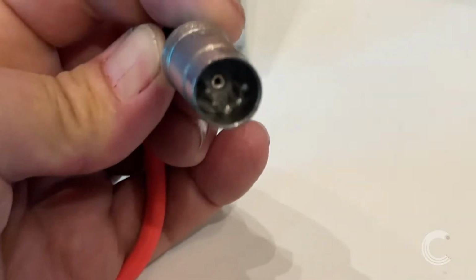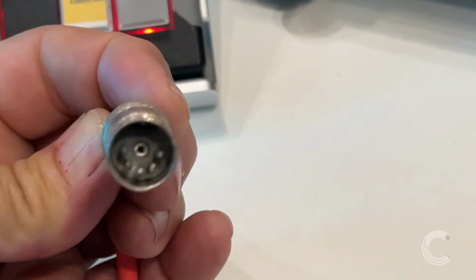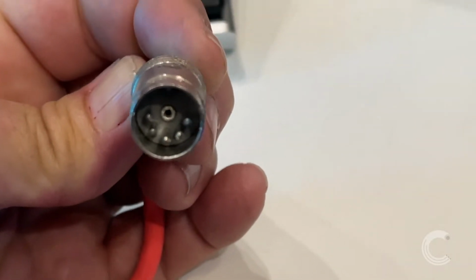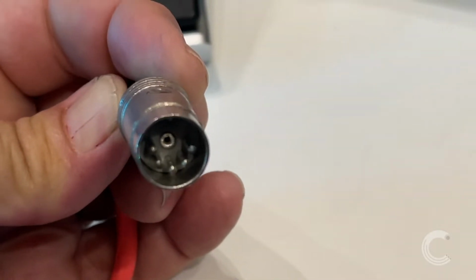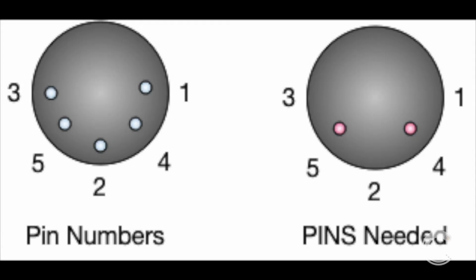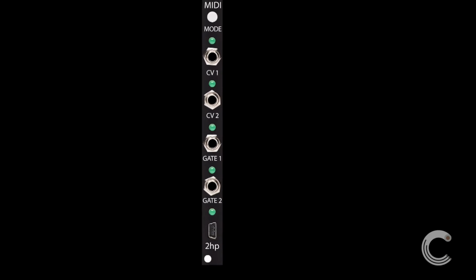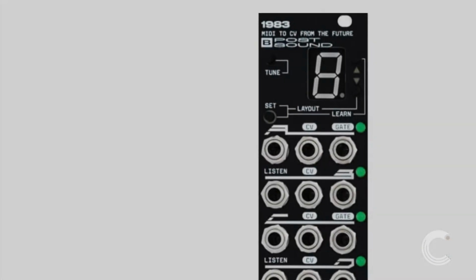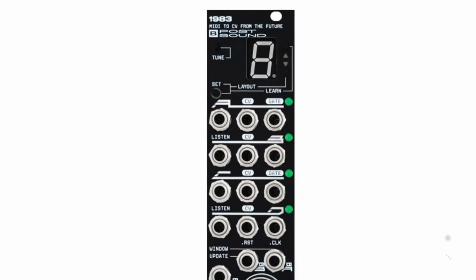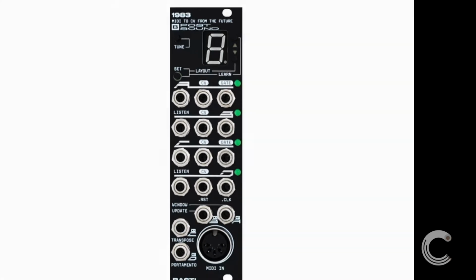MIDI started off with a 5-pin DIN cable as a common connector. The interesting thing is that only 2 of the 5 pins are typically used. A few devices back in the day received power over MIDI on 2 of the remaining pins. From that MIDI connection, 16 separate MIDI channels are utilized, so each device could respond only to the messages on its assigned MIDI channel. In Eurorack, we can use a wide variety of MIDI to CV controllers, from the straightforward 2 HP MIDI module to the more sophisticated units like the Bassel Instruments 1983 MIDI to CV module.